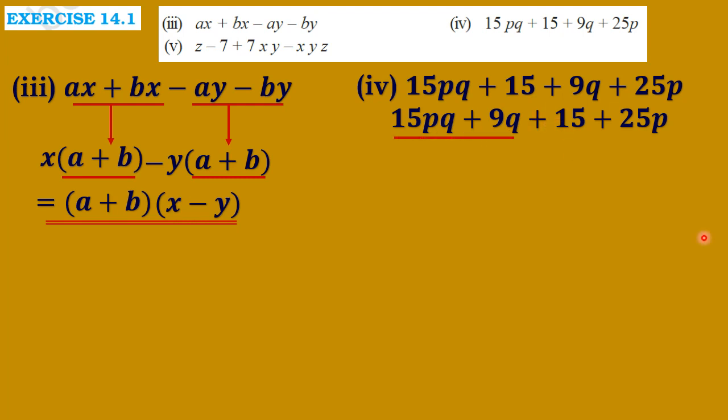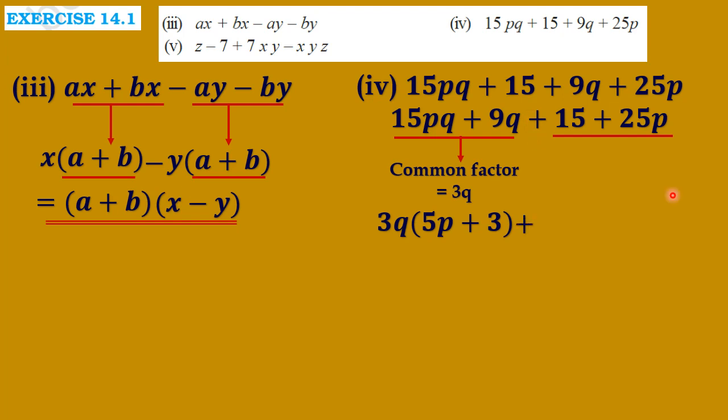Now first two terms, last two terms. So 15pq, 9q. q is common. Then 15 and 9 HCF is what? 3. So 3q is the common factor. Take the 3q out. So what will we get here? 3 into 5, 15. Then q has been taken out, so p is there. So 5p plus. Then 9q, q is there. 3 into 3, 9. So 3. Now here it is plus, so that plus we have to write.